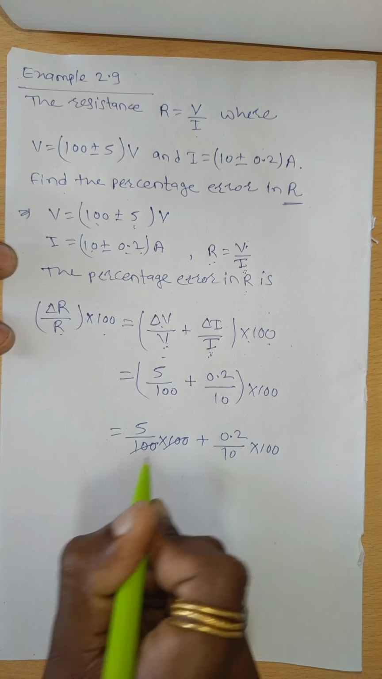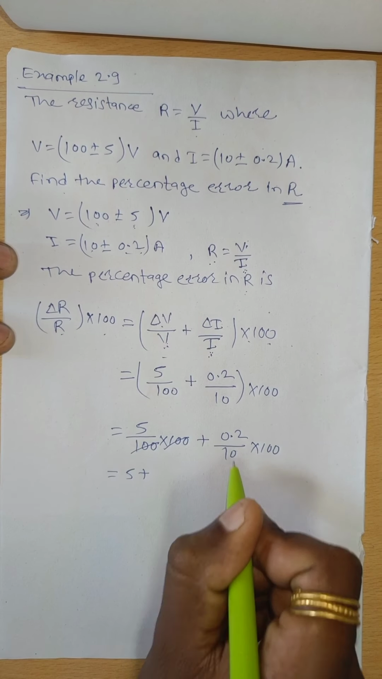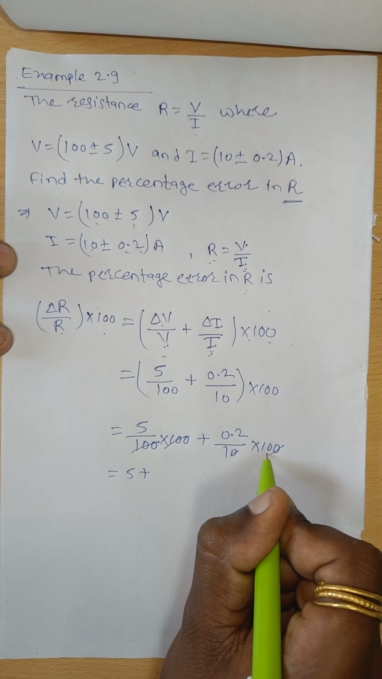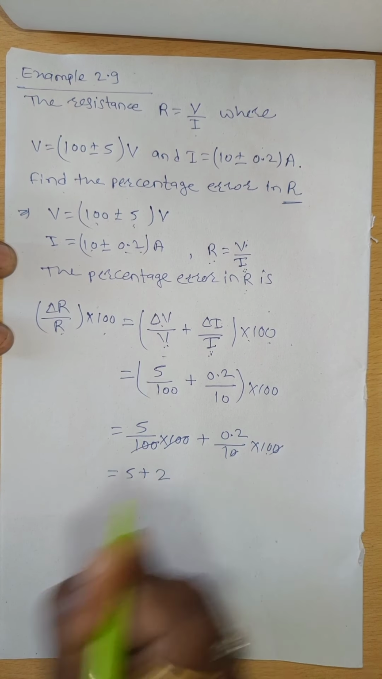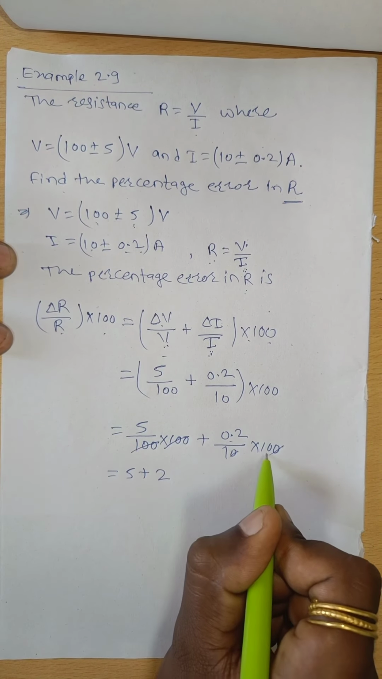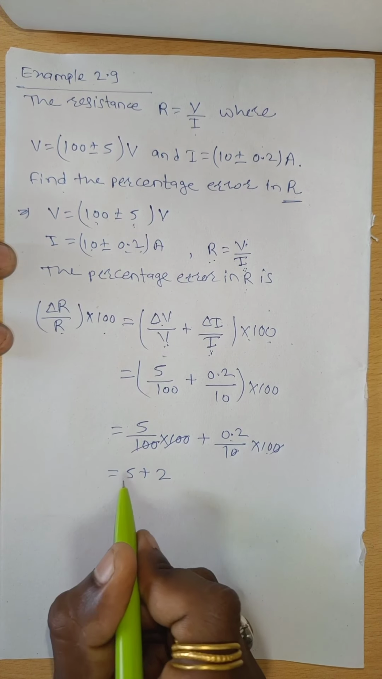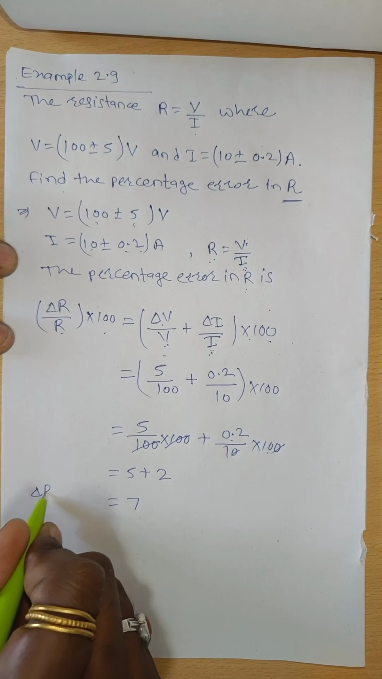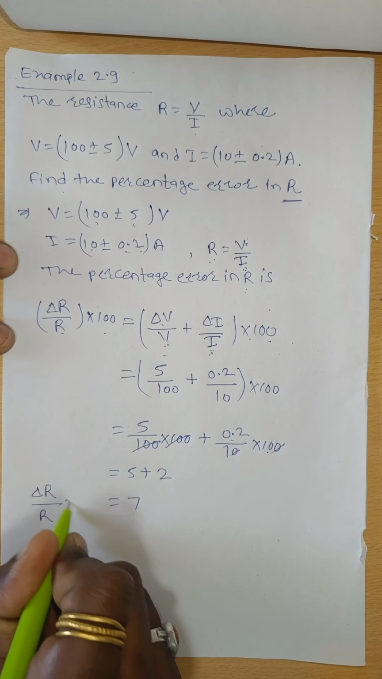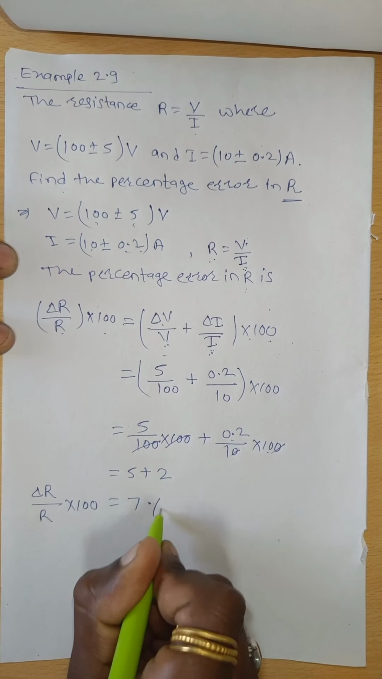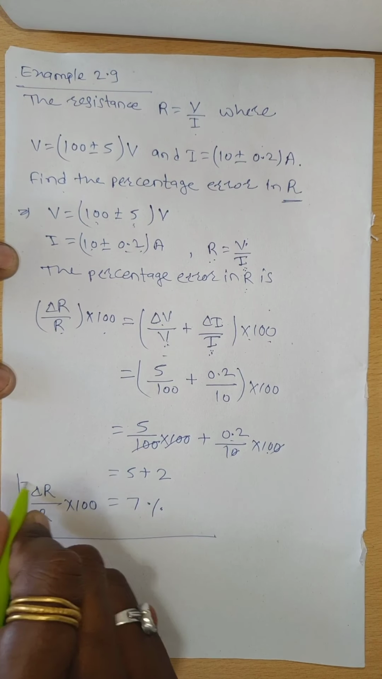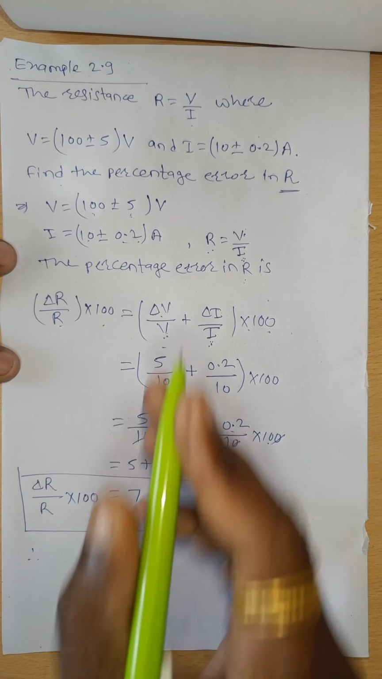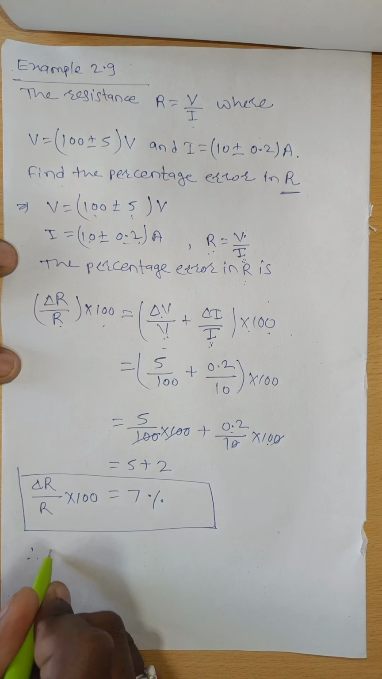Now this 100 cancels, then 5 plus, now this 0 cancels, then 0.2 into 10 we get 2. Then 5 plus 2 means 7. That is, the percentage error in R is 7%. That is delta R by R into 100, which is equal to 7%. Therefore the percentage error in R is 7%.